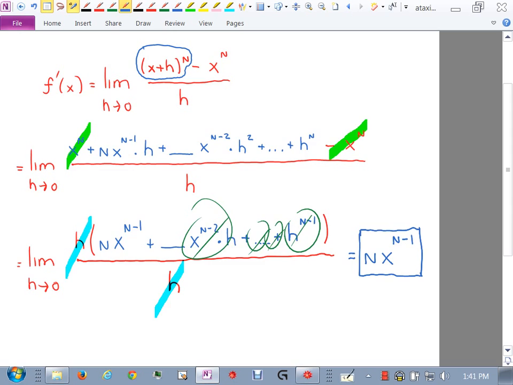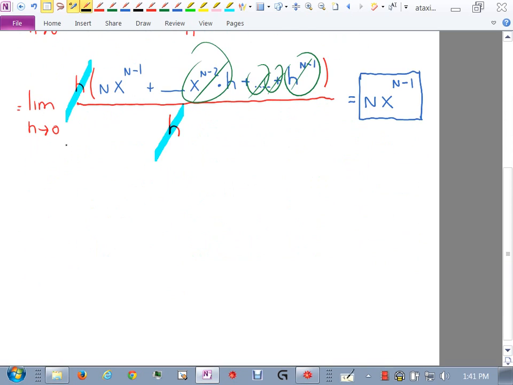Now let's see how we can use it. As an example, if f of x is x to the 5th power, then the derivative of that is what? 5x to the 4th, and you're done. So all we're doing, like I showed you before, is pulling the 5 out in front and then bringing the power down by 1.